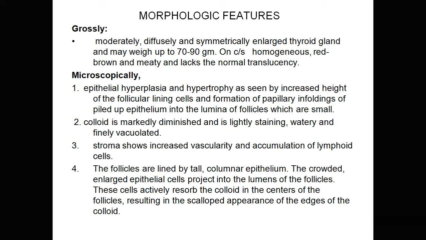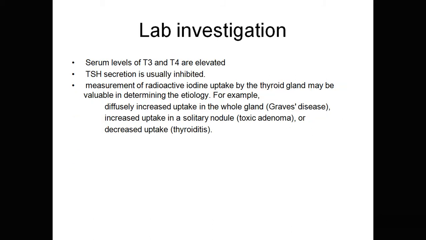The follicles are lined by tall columnar epithelium. Sometimes the epithelium is crowded, with enlarged epithelial cells projecting into the lumen of the follicle. This cell actively resorbs the colloid in the center of the follicle, resulting in the scalloped appearance.